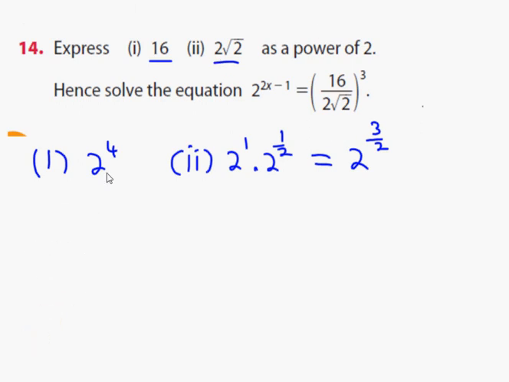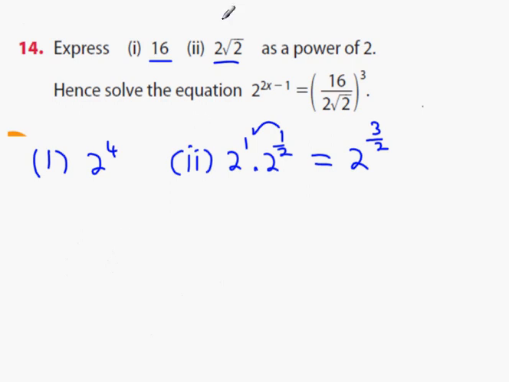So this one, James, as an example, 2 to the power of 4 multiplied by 2 to the power of 5. What's the answer for that one? 2 to the power of 9. Yes, so you added them. You don't add the numbers, you just add the powers. So 1 plus a half is 1 and a half, which is 3 over 2.